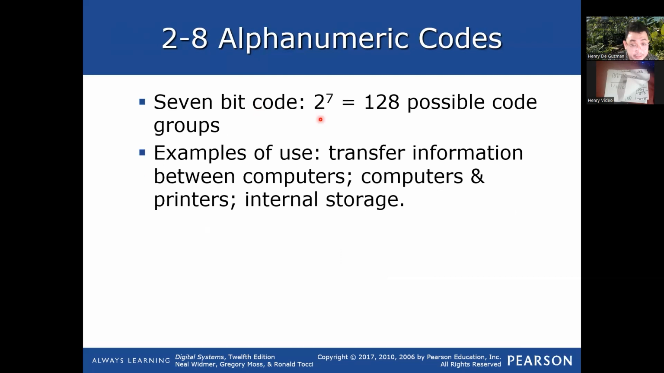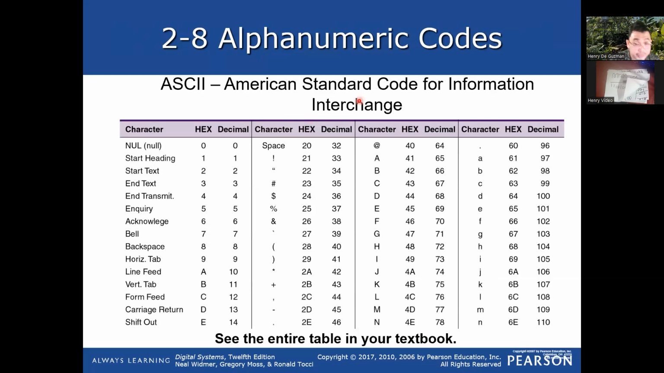So that is 7 bits. So there are 128 possible code groups. Example of use: transfer of information between computers, computers to printer, and the internal storage. And ito yung pinaka table niya. So yung letter A, character, 41 ang hex niya, 65 ang decimal. Yan, see the ASCII table. O kung hex to, gawin niyo lang binary. Yun yung pinapadala ng keyboard serially sa computer.